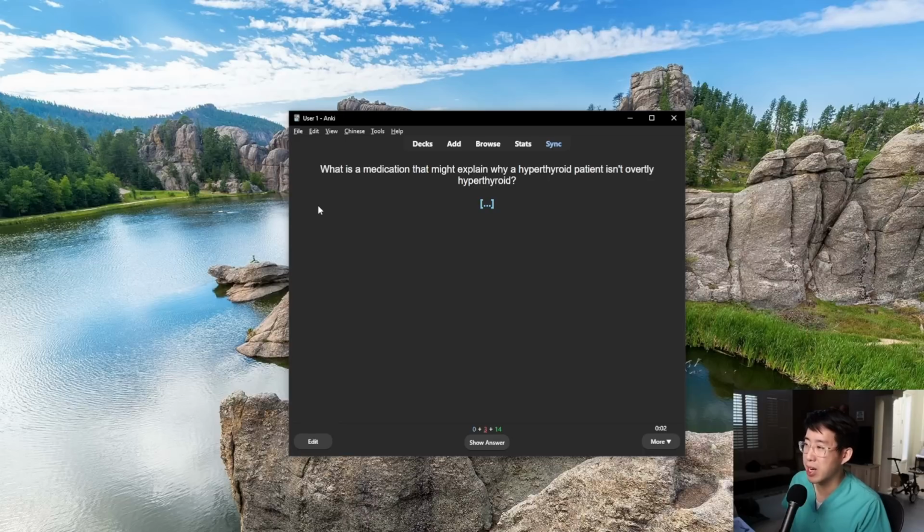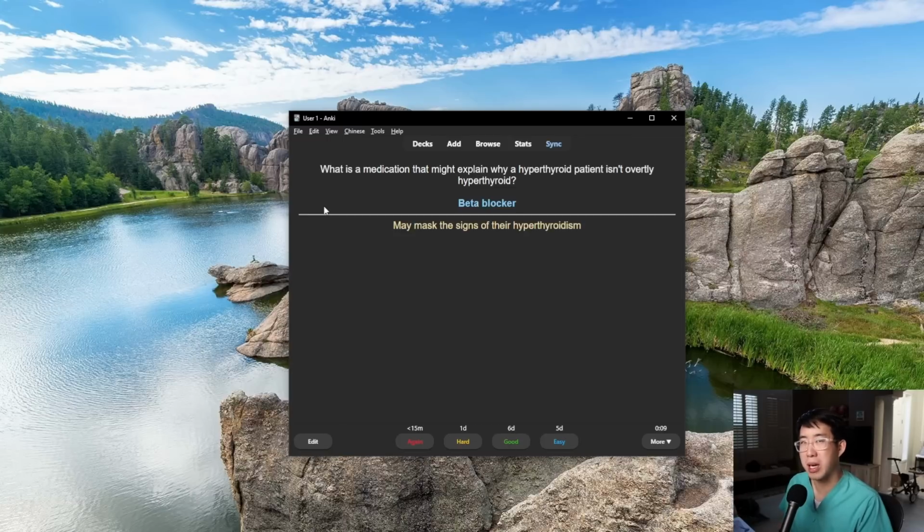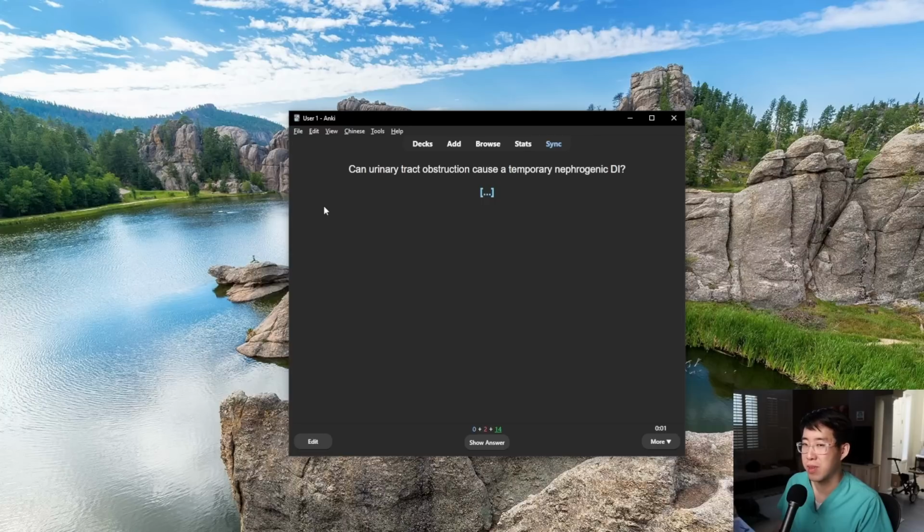What is a medication that might explain why a hyperthyroid patient isn't overtly hyperthyroid, like they're not very symptomatic from it? You need to check if they're on a beta blocker, because that's going to be masking a lot of the effects of their hyperthyroidism.